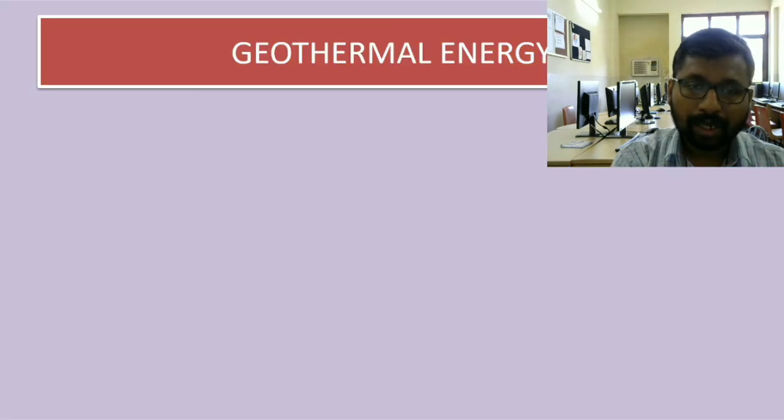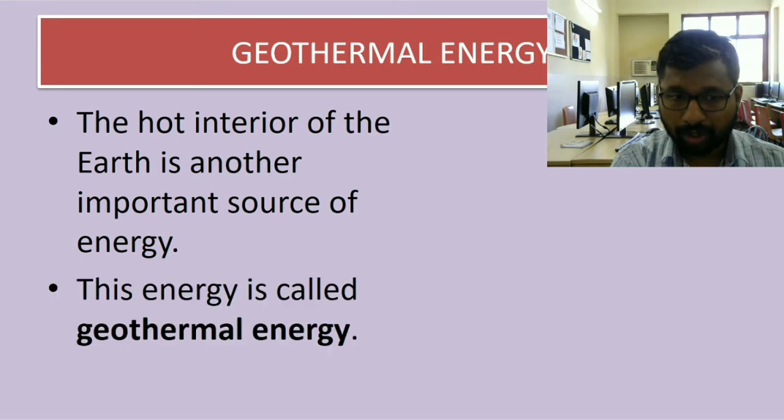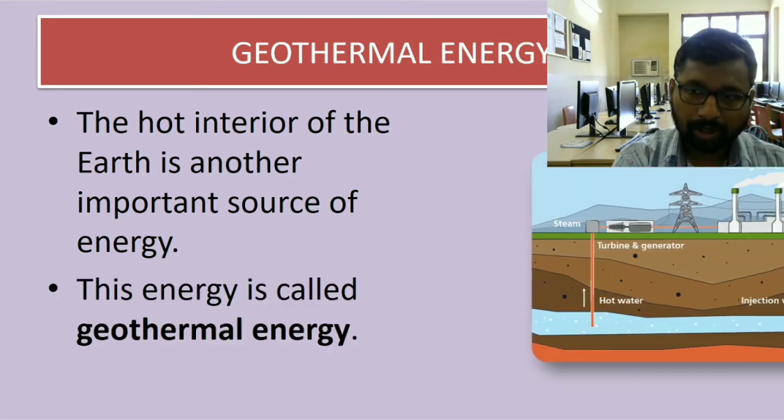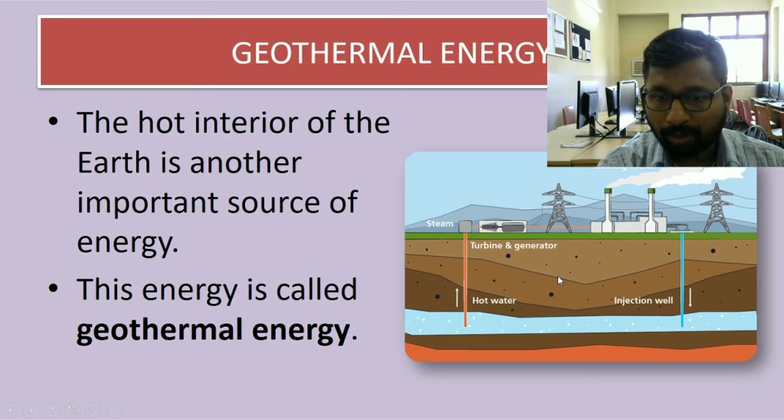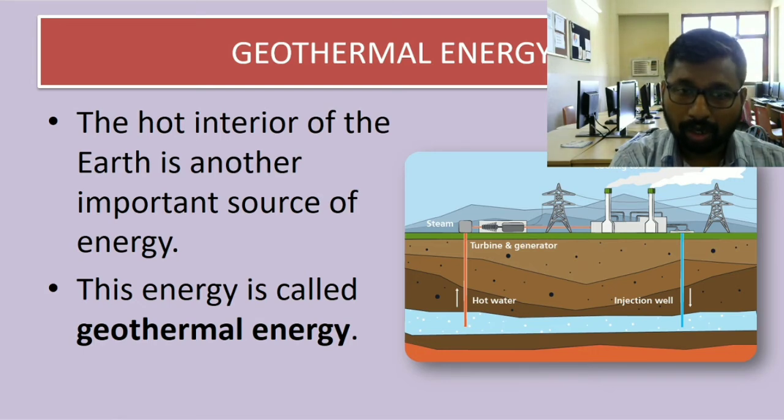Well, the next is geothermal energy. The hot interior of Earth is another important source of energy. This energy is called geothermal energy. And this one is a picture of a geothermal power plant. There is hot water inside our Earth because of the hot springs. Why is it hot? Because of the hot interior of Earth. This hot interior causes the water to heat and it creates steam. The steam can be used to run a turbine, and this way you can use this heat to generate electricity.